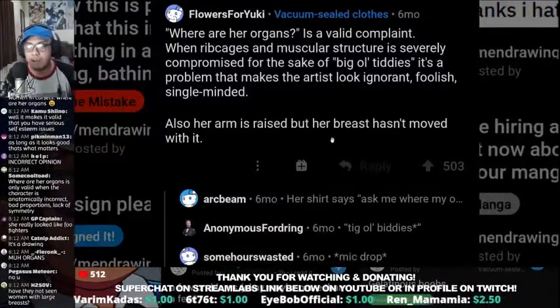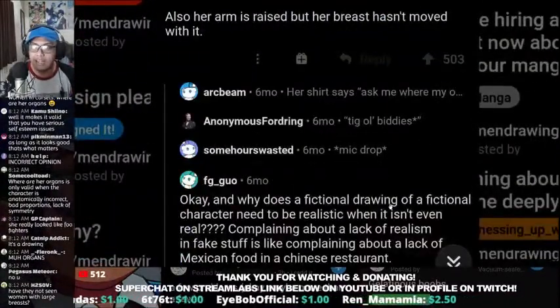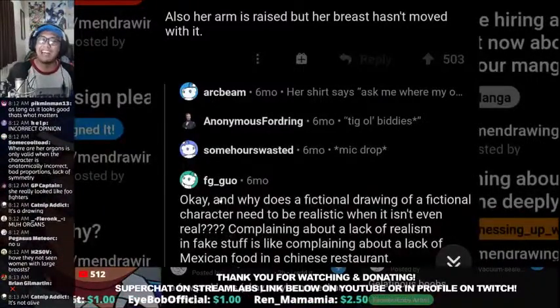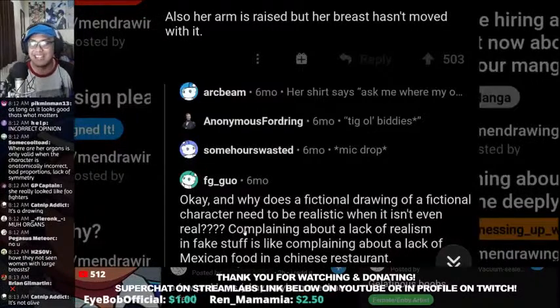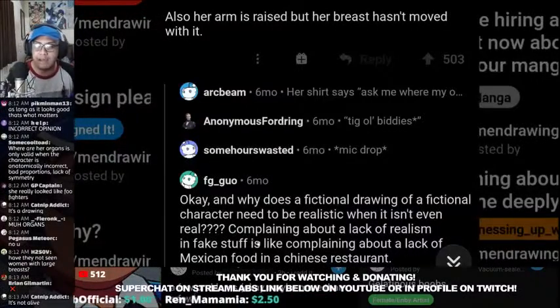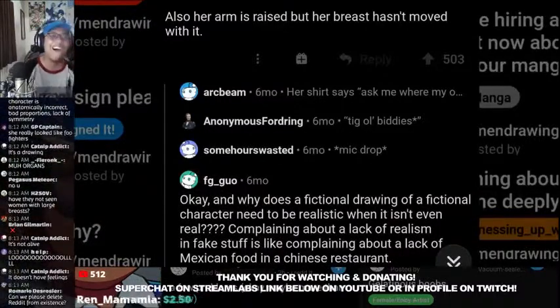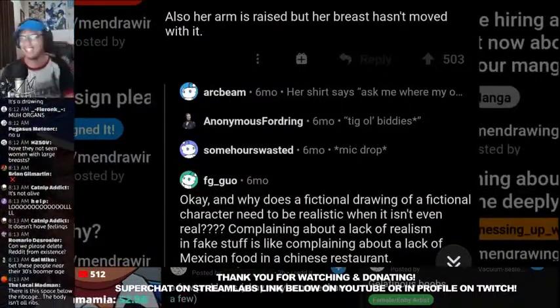Also, her arm is raised, but her breast hasn't moved with it. Okay, and why does a fictional drawing of a fictional character need to be realistic when it isn't even real? Okay. At least we have some people who are sane here. Complaining about lack of realism in fake stuff is like complaining about a lack of Mexican food in a Chinese restaurant. Oh, gee.